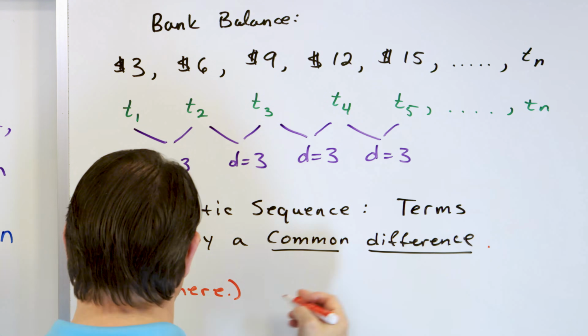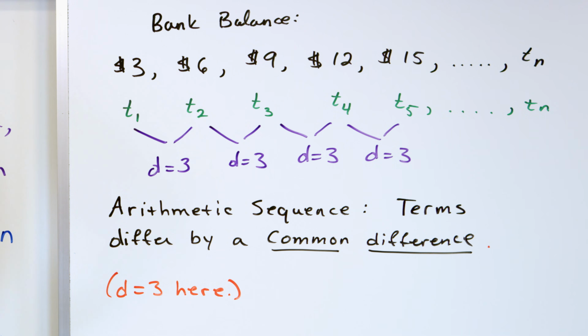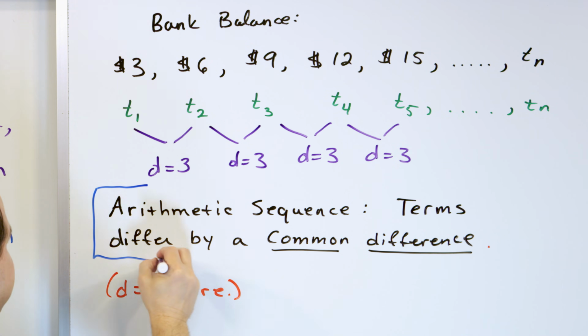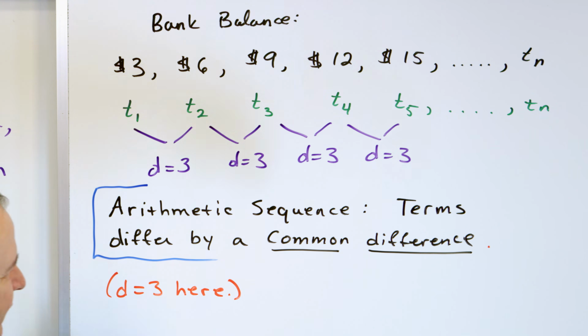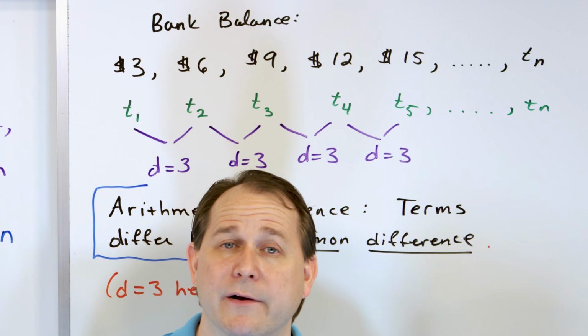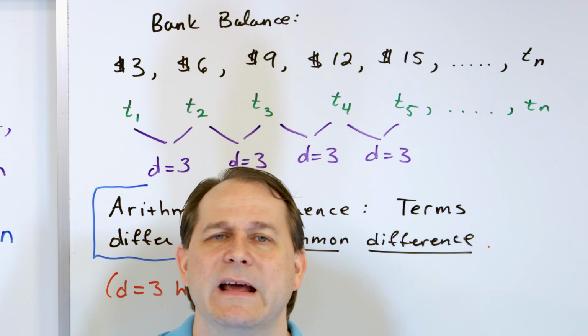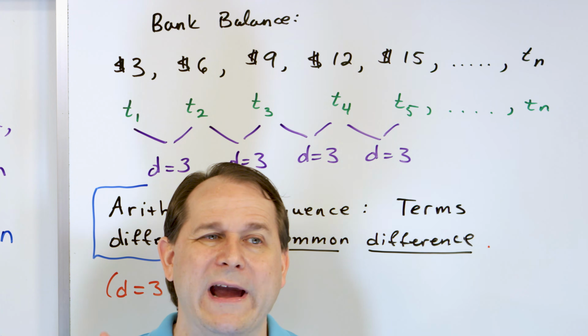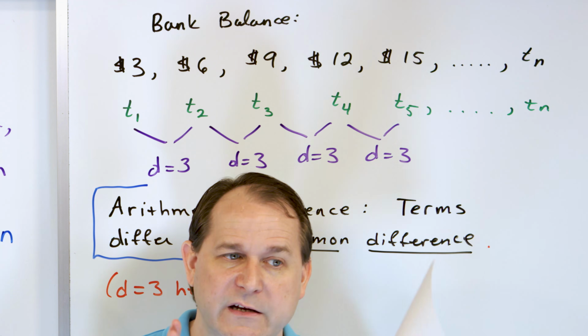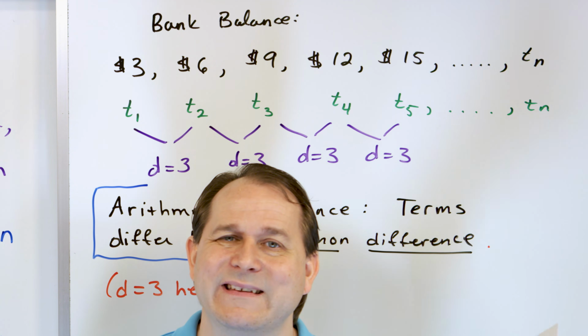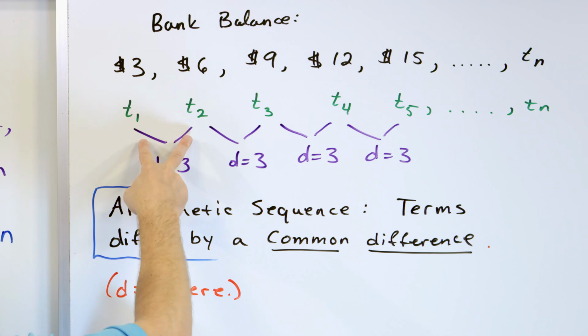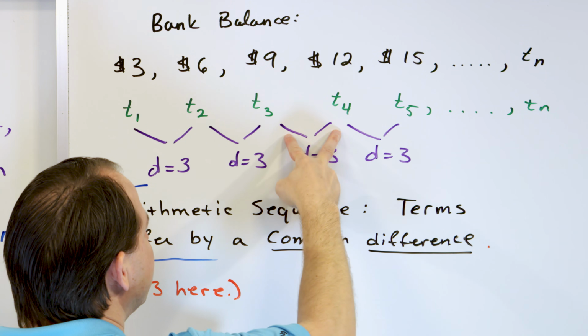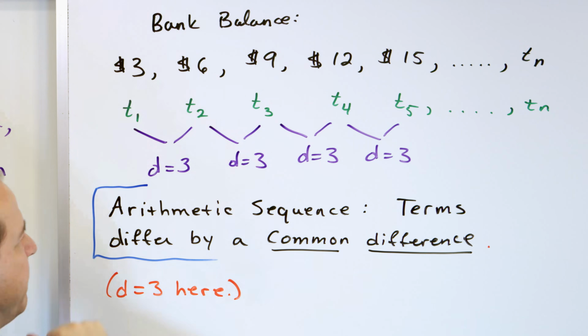So the definition of an arithmetic sequence in your book that you'll probably see is something like this. It'll have a lot more words and a bunch of stuff that doesn't really matter. But ultimately, all it means is a listing of numbers where the difference between the numbers that are next to each other is always the same thing. So the difference here was 3, the difference here was 3, the difference here was 3, and the difference here was 3, so it's arithmetic.